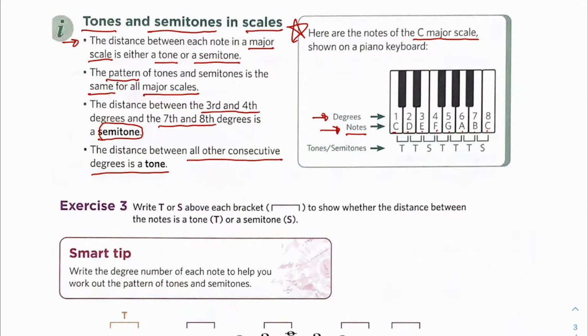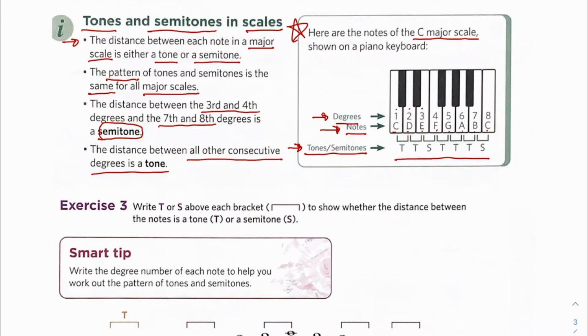Up here, we have degrees. We already know that if C is the beginning note, the tonic or the first degree, then D is second degree, E is third degree, and so on. Now at the bottom here, we have tones or semitones. So here we see some T and some S. This is actually the formula for major scale. The formula is T, T, S, T, T, T, S.